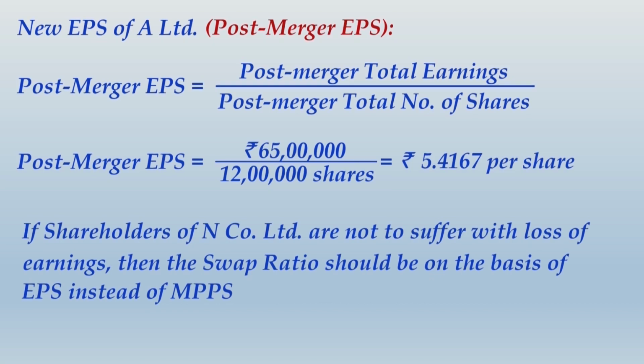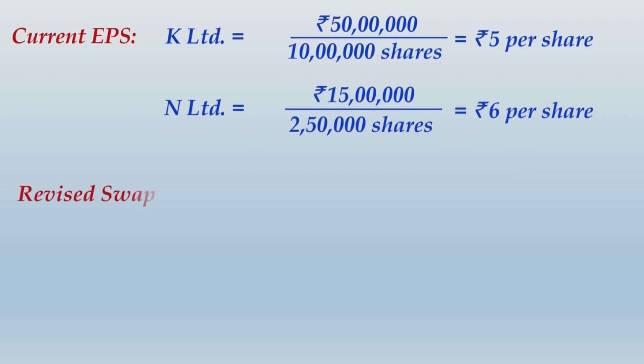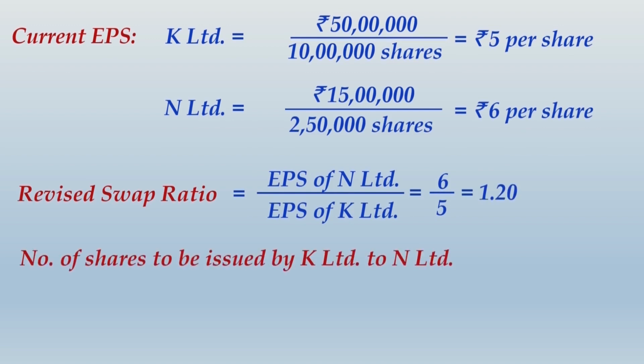Alright friends, let us move ahead, and now we would work out the current EPS of both the companies, that is rupees 5 per share for K Limited and rupees 6 per share for N Limited. The revised swap ratio will be the EPS based swap ratio, that will be 6 by 5, and that is 1.2. In that case the number of shares to be issued by K Limited to shareholders of N Limited would be the existing number of shares of N multiplied by the swap ratio, and that will be 3 lakh shares. So quickly write this as well.